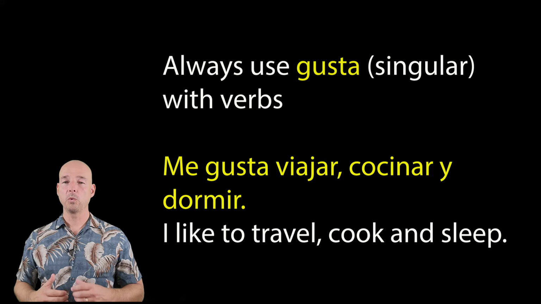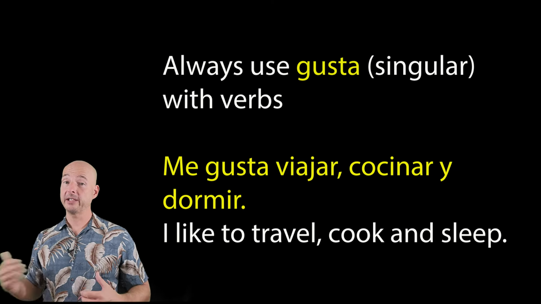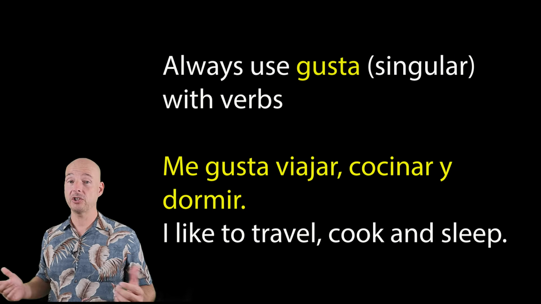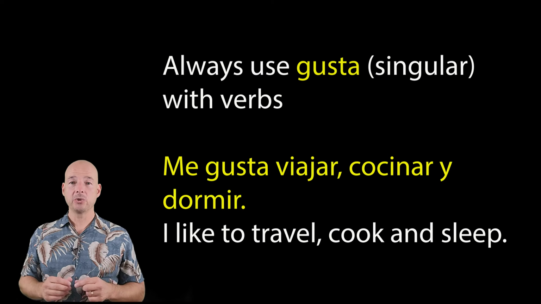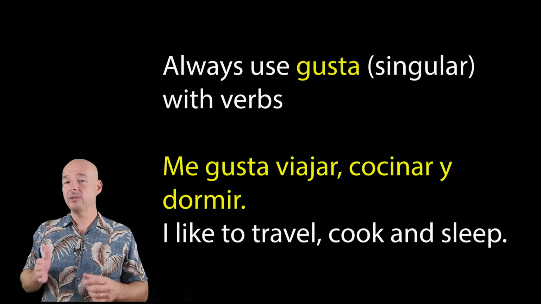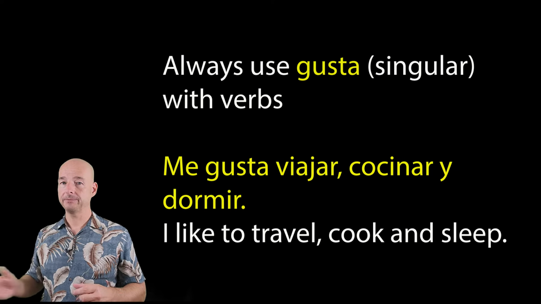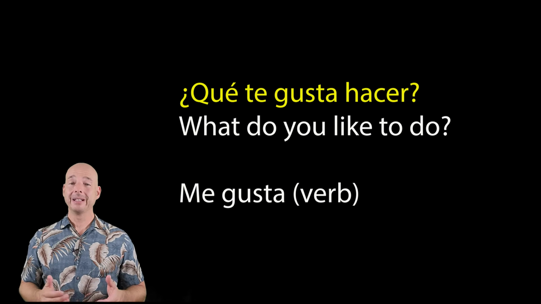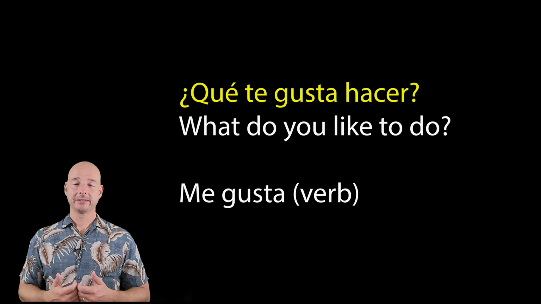Now with this construction, when you're dealing with verbs like things you like to do, like I like to go to the beach, I like to sleep, I like to vacation, you're always going to use the singular gusta, even if you have multiple verbs, okay? If you want to practice this construction with a friend, if you're studying with someone, you could ask them, ¿Qué te gusta hacer?